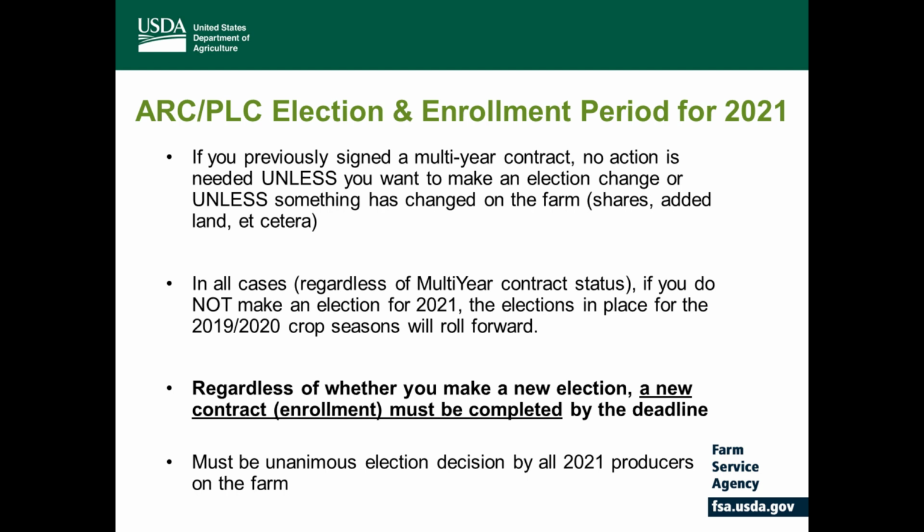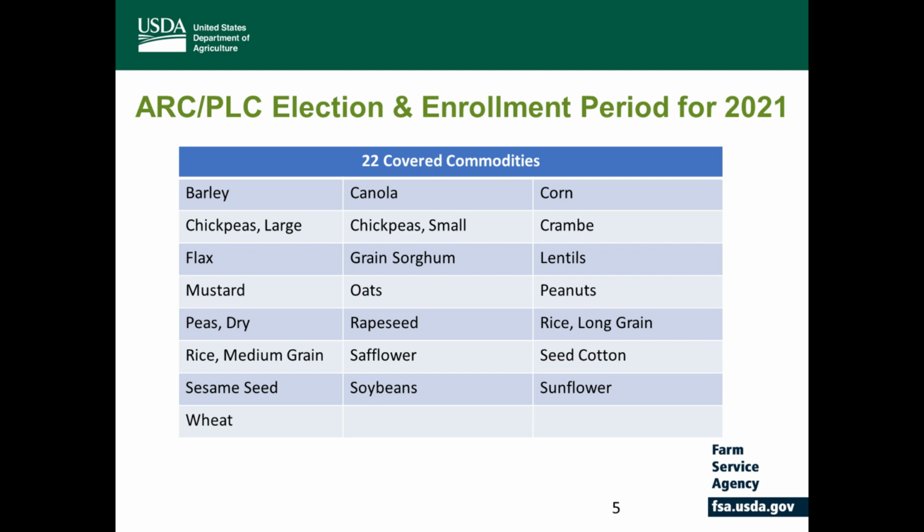And then regardless of whether you make a new election or not, a new contract enrollment must be completed by the deadline. It's also important to note that an election decision must be unanimous by all 2021 producers on the farm. And if you're unsure of what needs to be done, I just highly urge you to contact your FSA office before the deadline, and they'll guide you through the process. They'll let you know what you need to do.